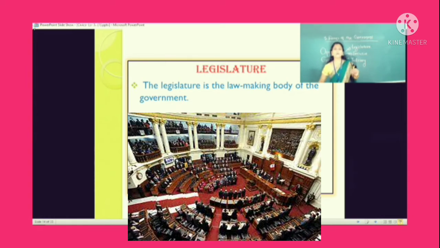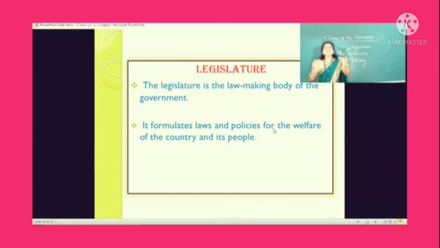First one, legislature, which is a very important law-making organ. It formulates the laws and the policies for the welfare of the country and the citizens of the country. Not only the citizens, but also each and every sector which is responsible for the overall development of the country.